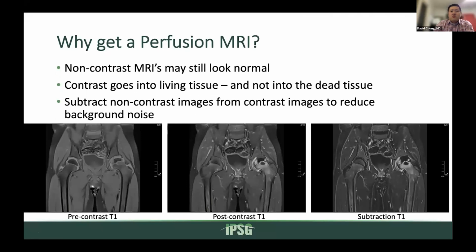So why a perfusion MRI? Non-contrast MRIs might still look normal, and so they can deceive us and make us think there's more perfusion in there than there is. The contrast goes in living tissue, not in the dead tissue, so it shows up black. But if the tissue still has some fat in it, sometimes it doesn't look that bad yet, especially without contrast. And then if we subtract the non-contrast images from our contrast images, we'll actually notice that it reduces the background noise and gives us a much better picture, as you can see in these panels here.